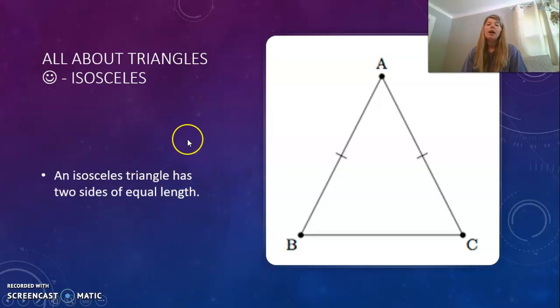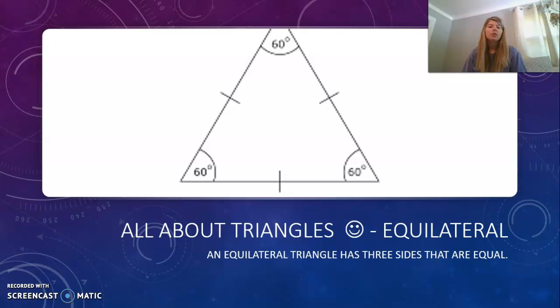Remember, an isosceles triangle has 2 sides of equal length. So we have a picture here so that everyone can see. And if I'm moving too fast, just remember you can pause this video and move at your own pace. All right, next we're going to talk about an equilateral triangle. An equilateral triangle has 3 sides that are equal.